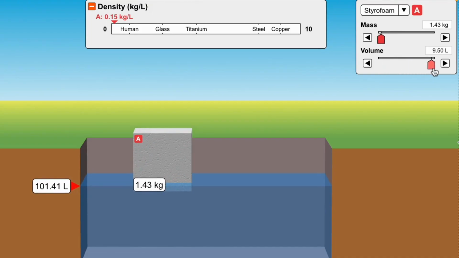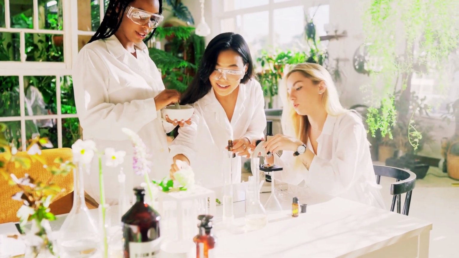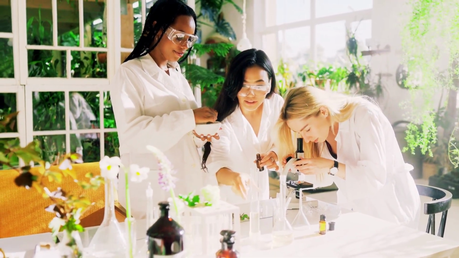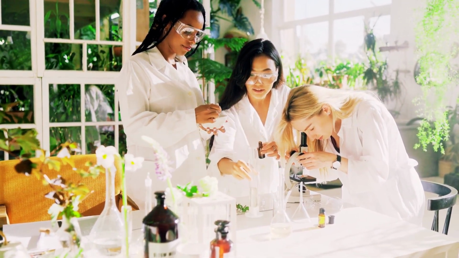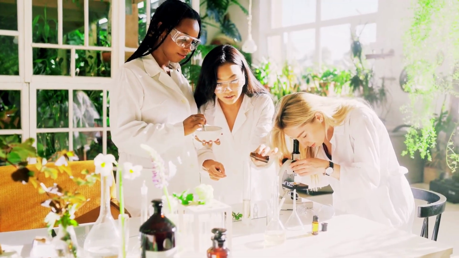commonly used. Measurement and units are the foundation of scientific study, enabling accurate quantification, comparison, and communication of physical quantities.